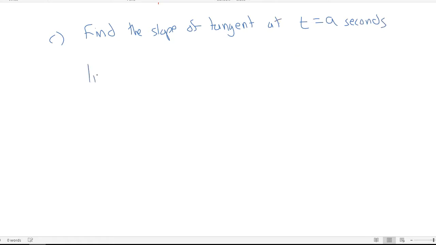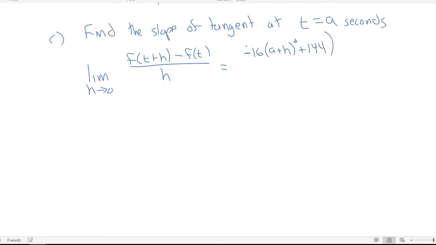So in that case, we're going to have the limit as h goes to 0 of f of t plus h minus f of t all over h. So in this particular example, we had -16 (a plus h) squared plus 144. So there's f at a plus h, and then I'm going to do minus f at a. So I'm going to have -16 a squared plus 144, all over h.